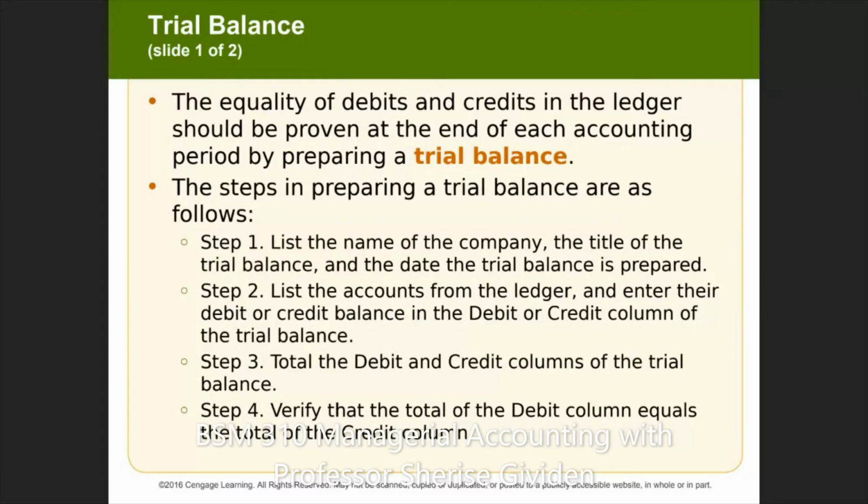The equality of debits and credits in the ledger should be proven at the end of each accounting period by preparing a trial balance. The steps to prepare a trial balance are, again, maybe look over, let's see if we can find an example of a trial balance. On page 70.